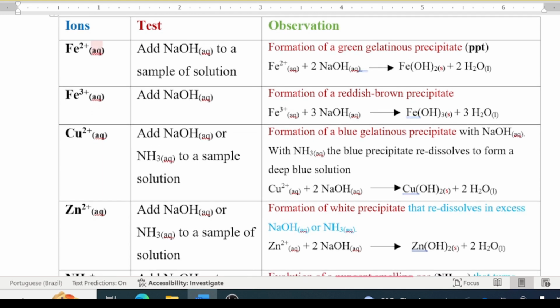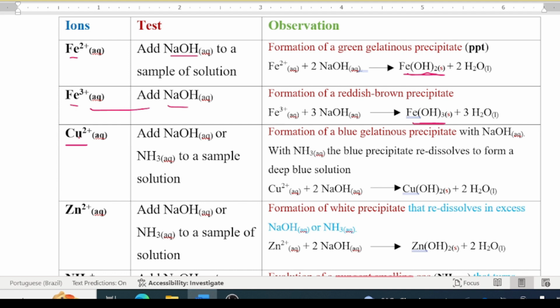For example, if I have an iron 2 compound and I add sodium hydroxide to a sample of it, you will get a green precipitate here, and that is indicative of the presence of Fe2 ions. Now, if you want to see if Fe3 ions are present, add NaOH again. If you get a reddish brown precipitate here, it is a confirmatory test for Fe3 ions.